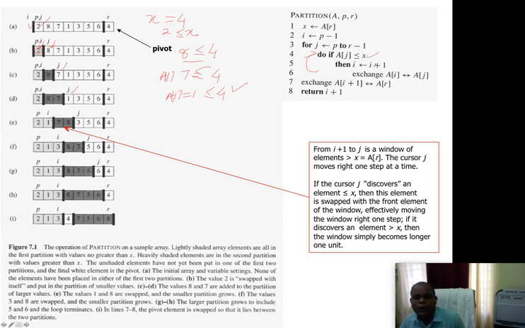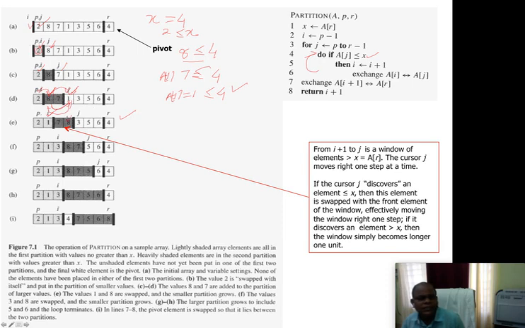Hence I is equal to I plus 1. Then I is here. Now we exchange AI with Aj. The AI value is 8 because I points to here, and the Aj value is 1. Hence these two will be exchanged, which gives us this. That means 1 will go to here and 8 will go to here.